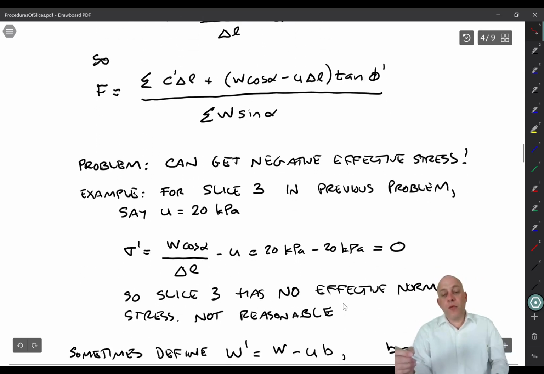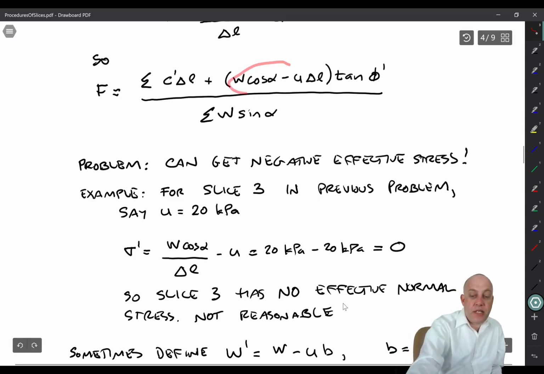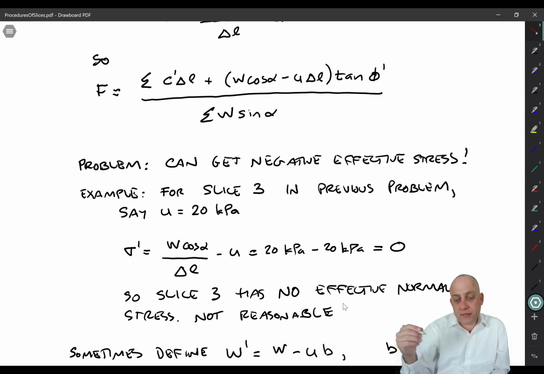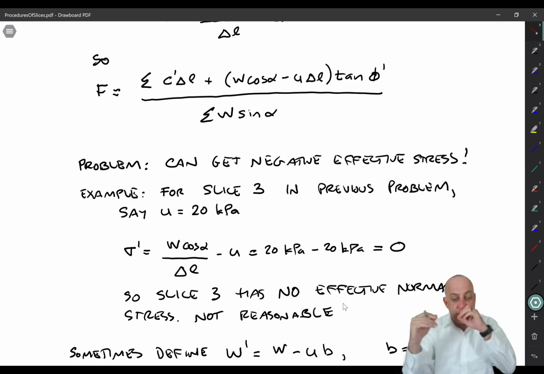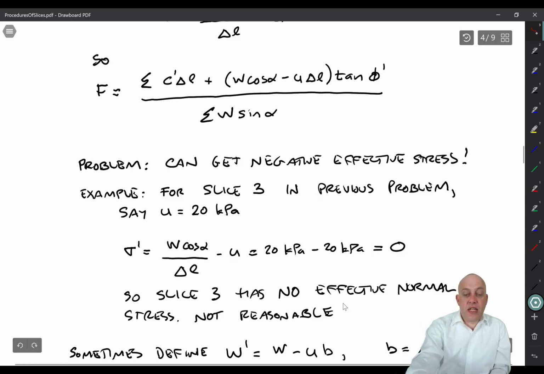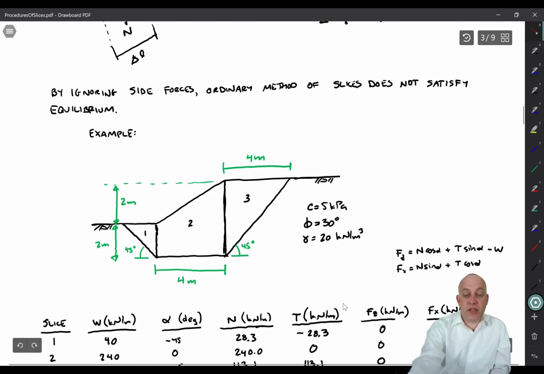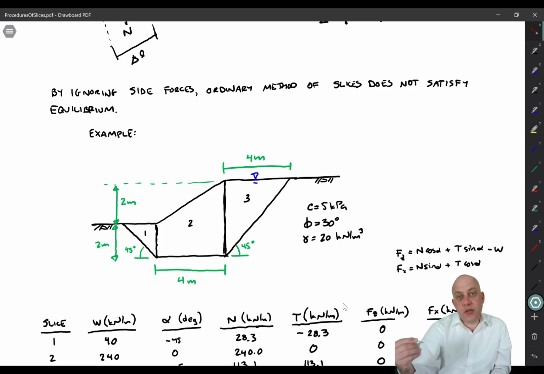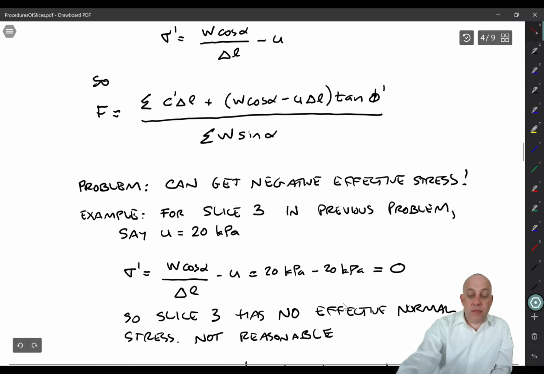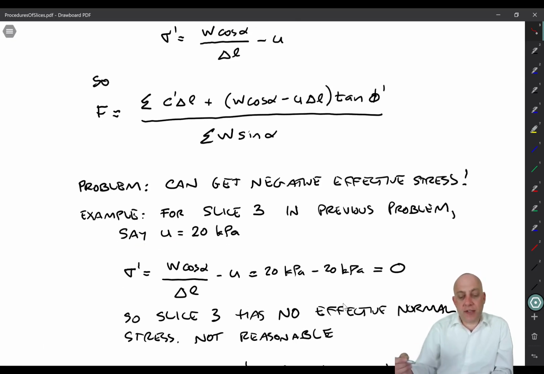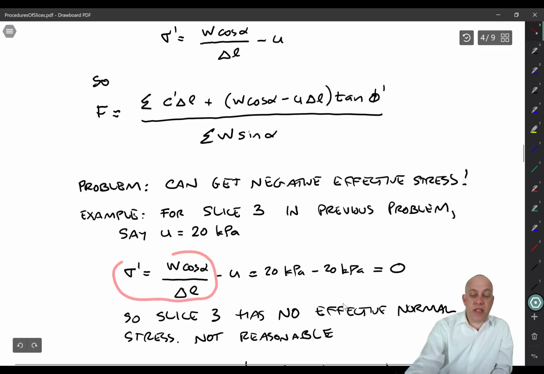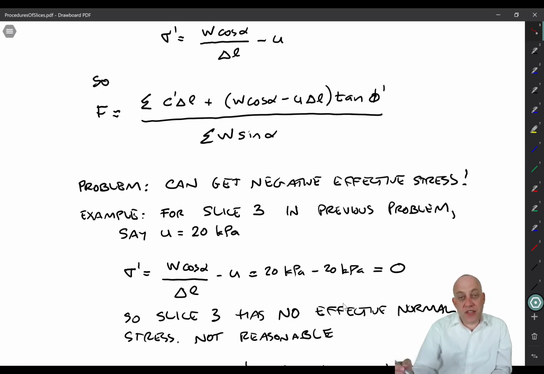All right, now, one problem with this method is that if W cosine alpha minus U times delta L happens to be negative, you now have a negative effective stress. That means the soil is trying to blow itself apart. So if we look at slice 3 in the previous problem, let's go back up here. Let's look at this slice. Let's assume now for a second that we have a water table right at the surface up here. Therefore, we're going to compute pore pressure at a depth right in the center of the slice. That's 2 meters below the surface, so it would be 20 kPa. So here we have U equals 20 kPa, assuming hydrostatic. Sigma prime is equal to W cosine alpha over delta L minus U. That happens to be 20 kPa minus 20 kPa. So for that particular slice, there's 0 effective stress.